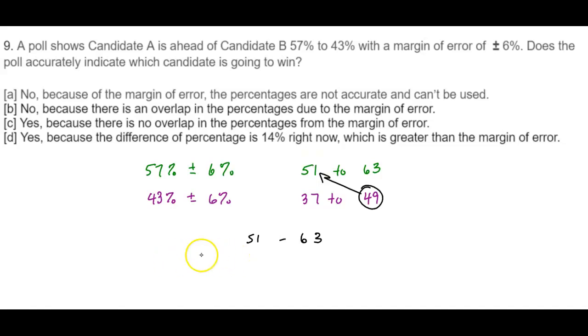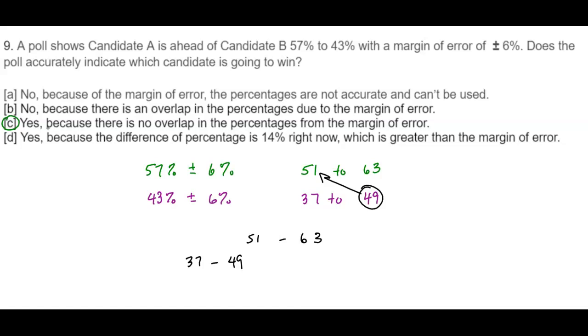So if I sort of offset it a little bit, for candidate B, that candidate's range is 37 to 49. Notice that there is no overlap there. There are no percentages in candidate A that are also in candidate B. So for that reason, we can use this poll to predict who is going to win. So in this case, we're going to say that yes, we can use it to predict because there is no overlap in the percentages.